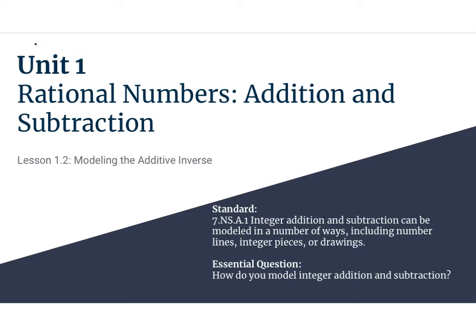Hello everybody, welcome to our second lesson on Unit 1, Rational Numbers, Addition and Subtraction. Today we are talking about how we can use modeling to work with something called the additive inverse. This will make more sense in a moment. But we're still working with this standard, 7.NS.A.1, that is all about integer addition and subtraction and modeling it in a number of ways, including number lines, integer pieces, or drawing. Our essential question is, how do you model integer addition and subtraction?